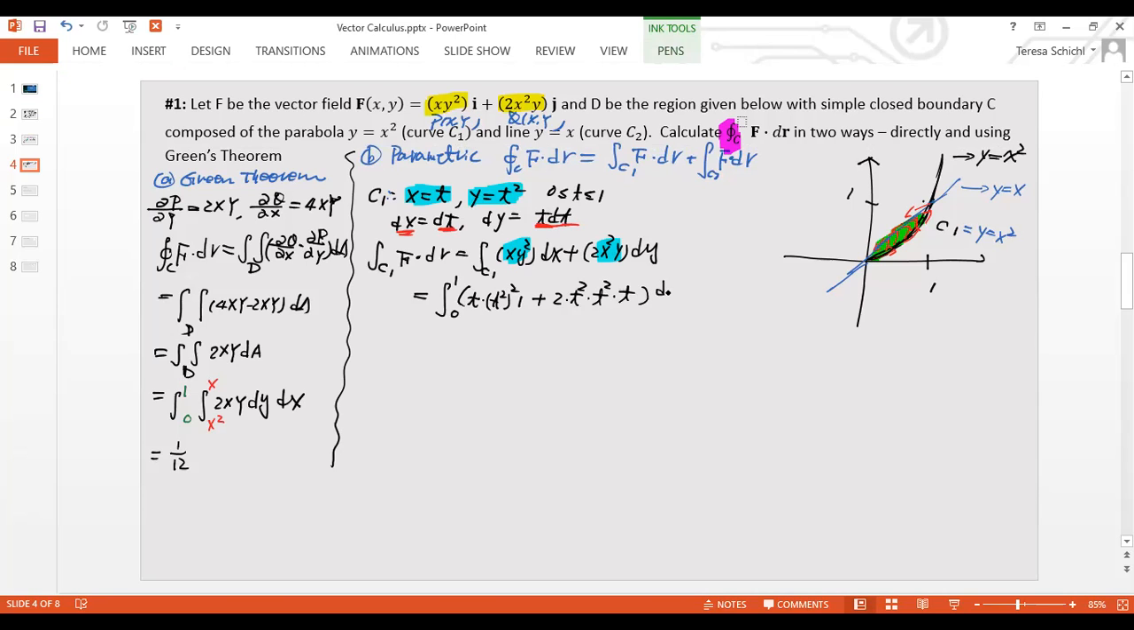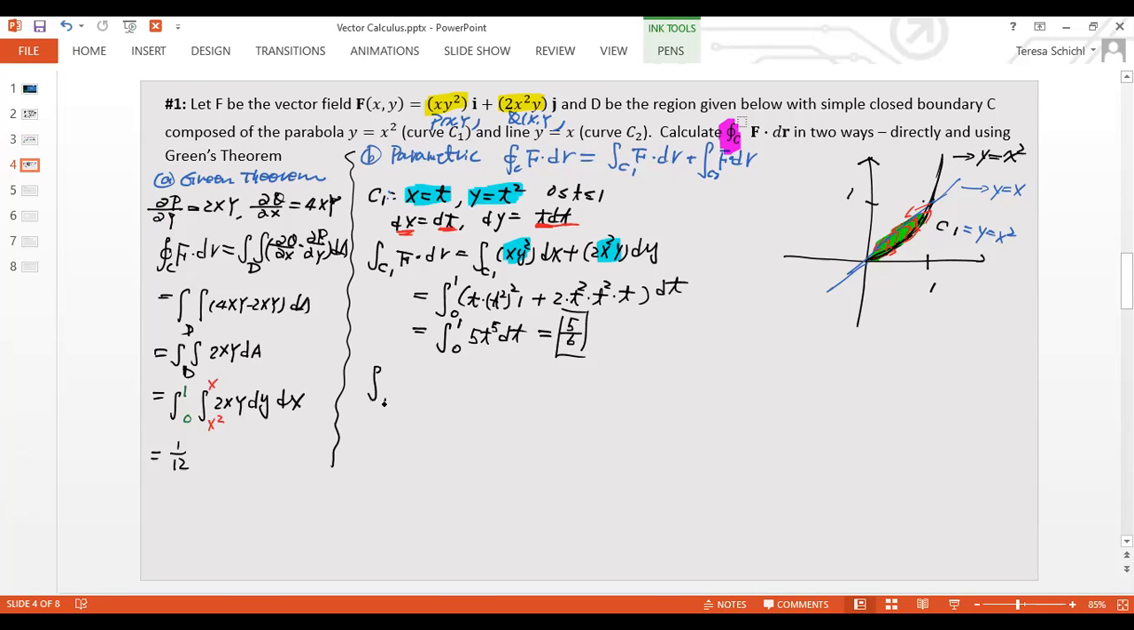You change all the trace of C1 to t. Now if you combine and simplify this, the limits are 0 to 1. If you combine it, it will be 5t to the fifth dt. So the answer for C1 here is 5/6. That means this is the 5/6 for the C1 path.